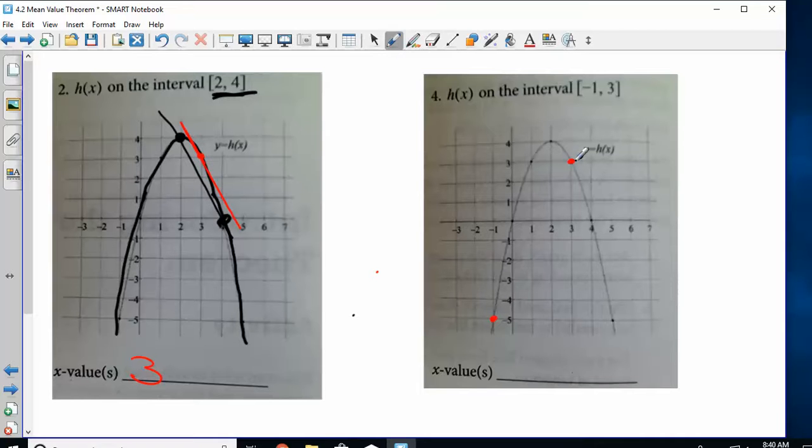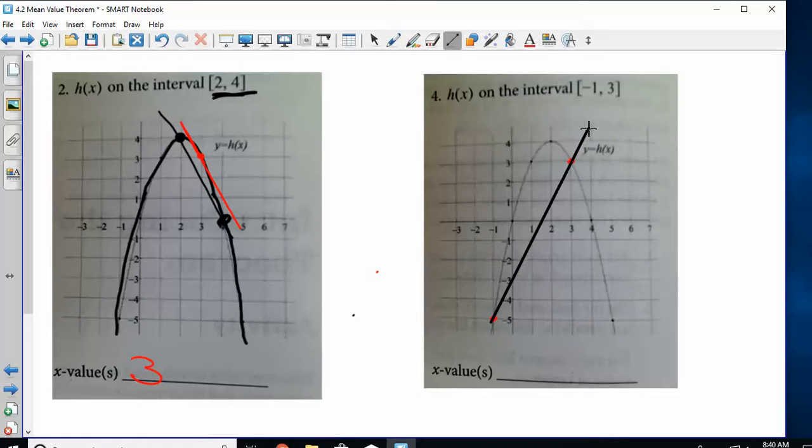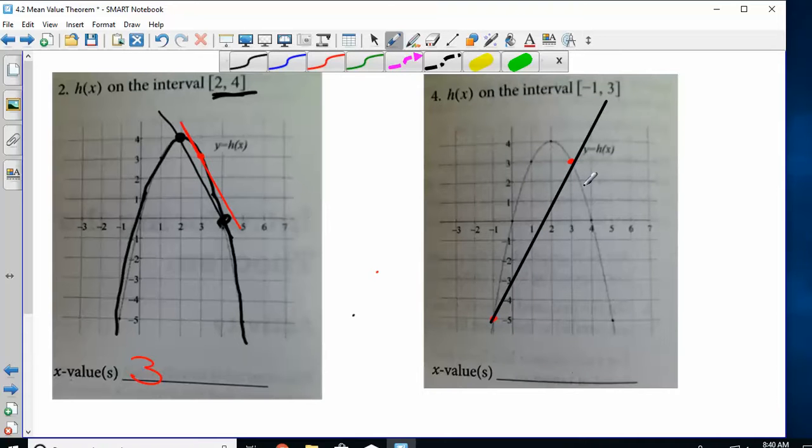So you want to use your ruler and draw the line between those. Then somewhere between -1 and 3, there should be a place on the graph where the tangent line, so the derivative, has the same slope as that. So can you estimate about where that happens? What do you guys think? Take a look. Try drawing it on your graph and telling me where it happens.